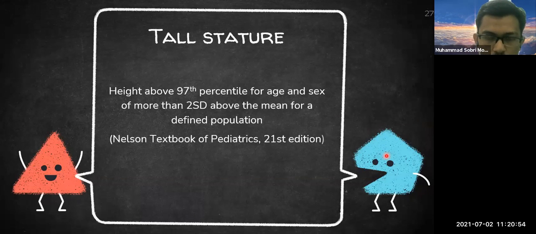And next, about tall stature. According to Nelson Textbook of Pediatrics, 21st edition, it is height above the 97th percentile for age and sex, or more than 2 standard deviations above the mean for a defined population. So our definition of tall stature in Malaysia can be different from what is defined in the West or in the European countries.